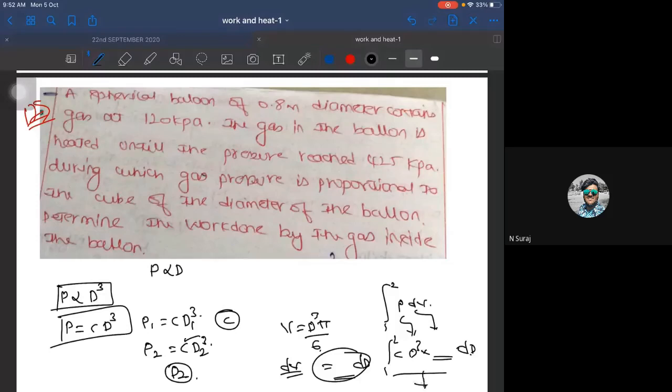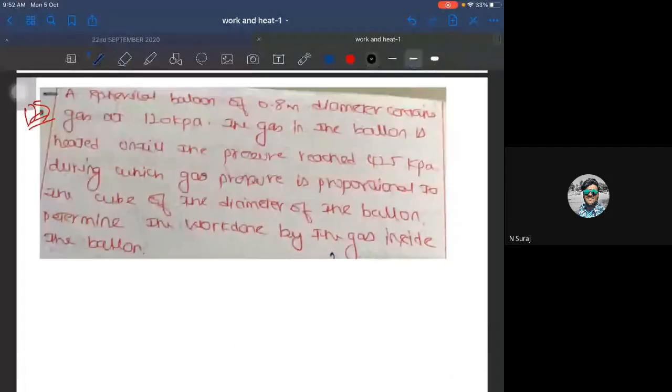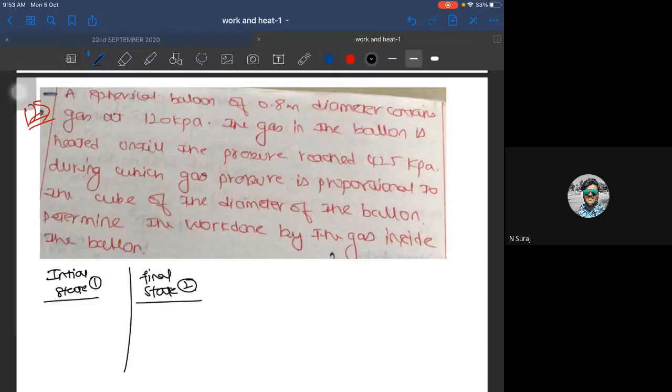What is the value of D here? Sorry, let me write the initial and final conditions. The initial state is 1 and the final state is 2. Initially it was 0.8 meter, and the pressure was 120 into 10 to the power of 3. So all these are initial ones. And the final, you have to find out. P2 is equal to 425 into 10 to the power of 3.